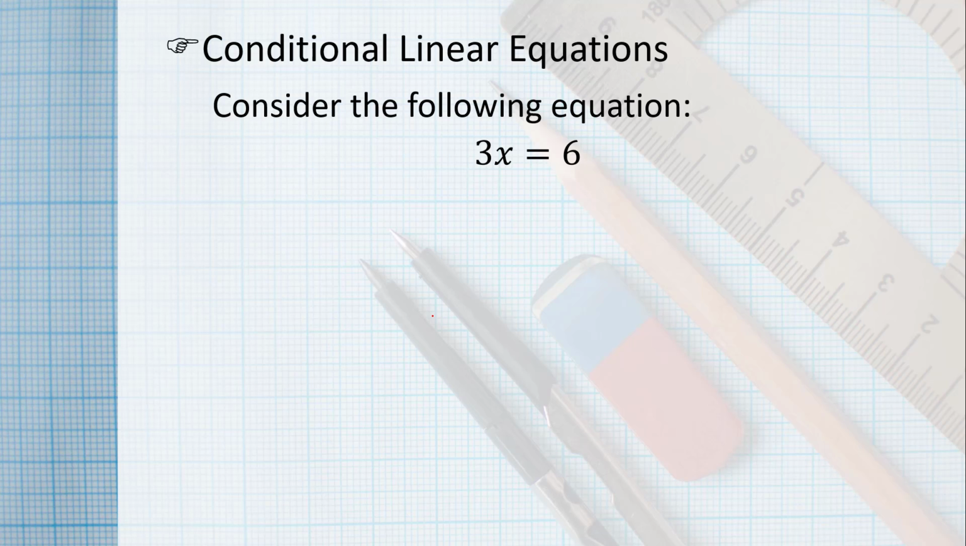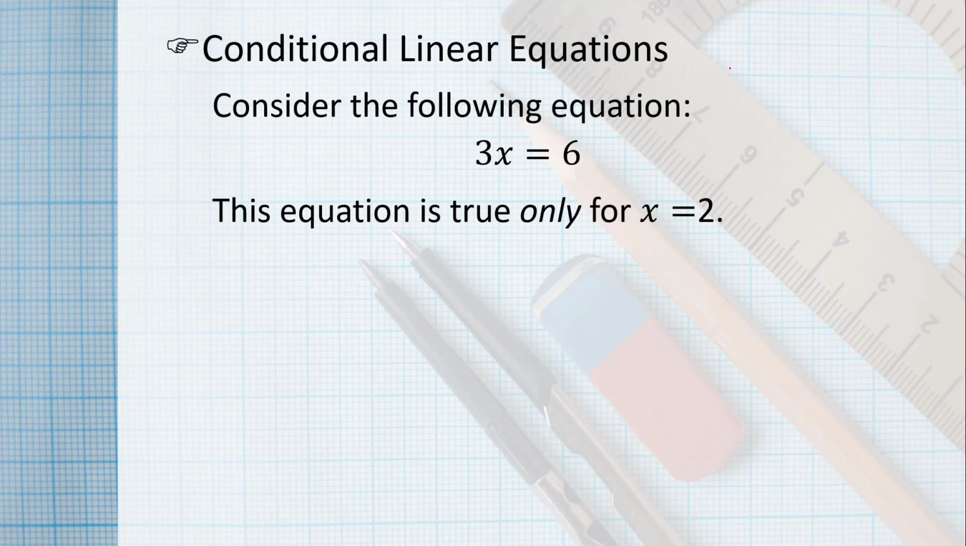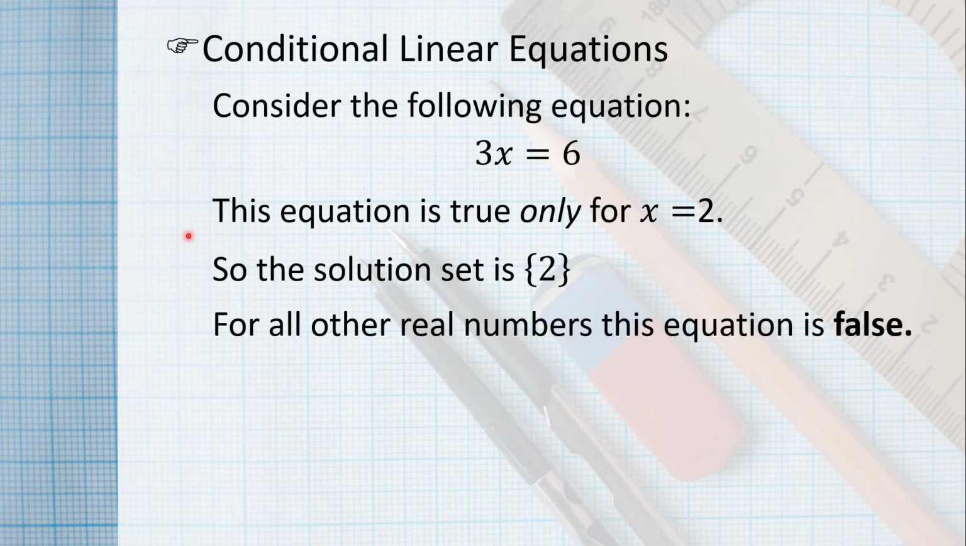I now want to talk to you about the three types of equations that might occur in any mathematical situation. The first one is the conditional linear equation, or the conditional equation. For example, here we have 3x is equal to 6. I bet you guys know what the solution is. You're right. The solution is x is equal to 2. As a matter of fact, that statement is true only when x is equal to 2. And it is false for every other real number.